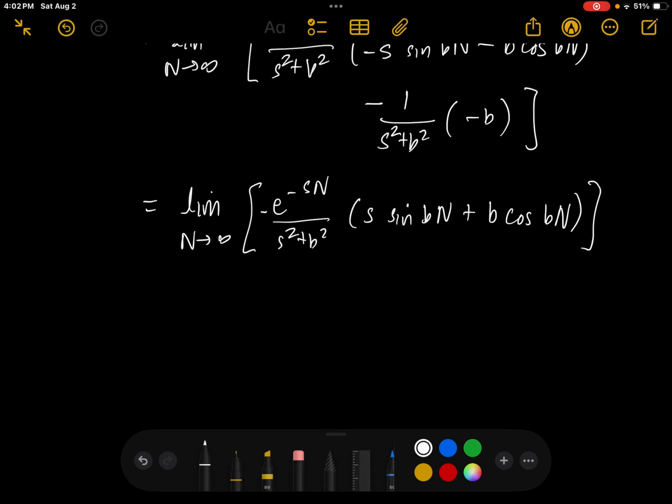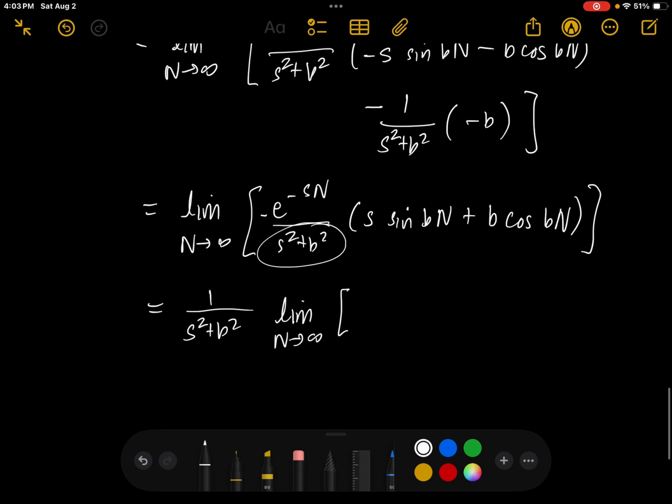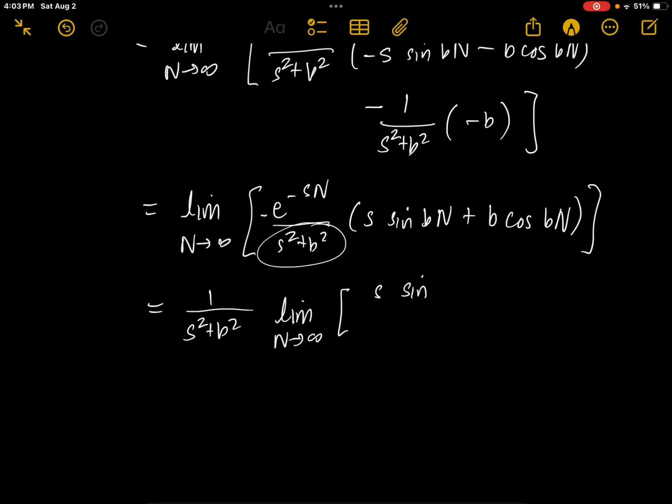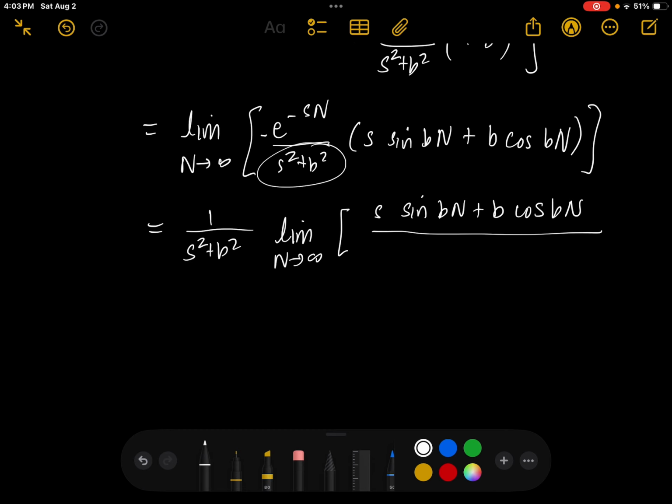Okay, and since this s squared plus b squared doesn't involve n, you can move that out. It's the property of limits. So 1 over s squared plus b squared, limit as n goes to infinity of s sine bn plus b cosine b capital N. I'm going to write this as over e to the sn, and there's a negative, so I'm just rewriting it with a reciprocal.